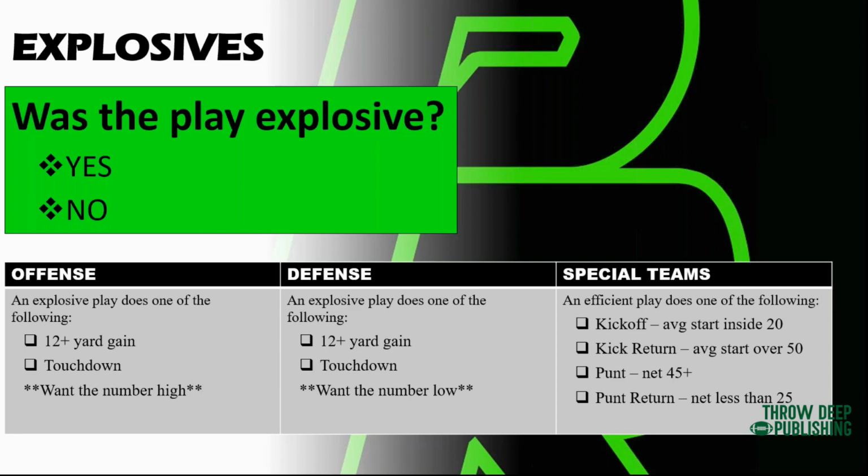And then, of course, the opposite was true on defense. We charted the same thing, but we wanted that number lower, right? So we charted our opponent's 12-yard gains, our opponent's touchdowns, and we wanted that number low. And then we came up with a number for special teams that would allow us to see when did we start inside the 20. That's even better than a touchback. When we're kicking off, when we're doing kick return, when do we start on the 50 or better? When do we get a really long punt or a really good return? And we could kind of quantify how often that happened.